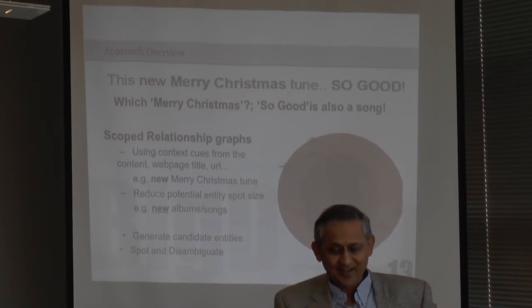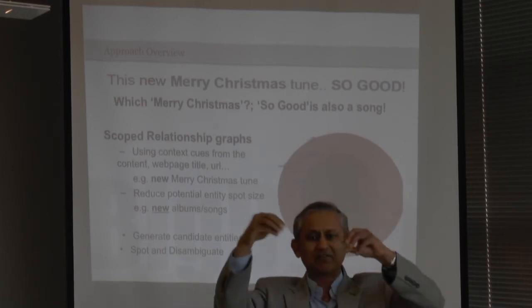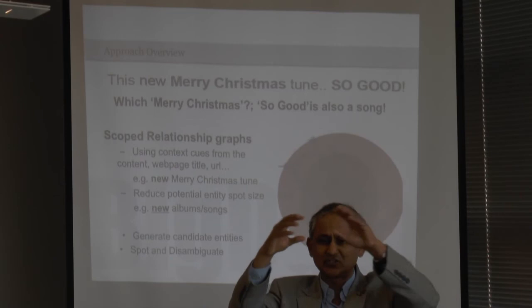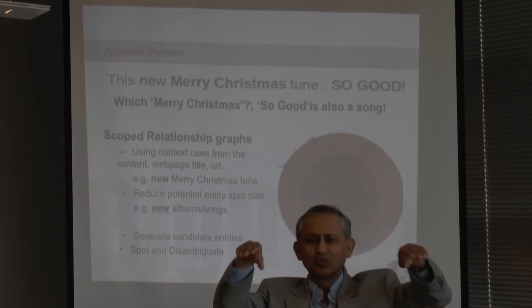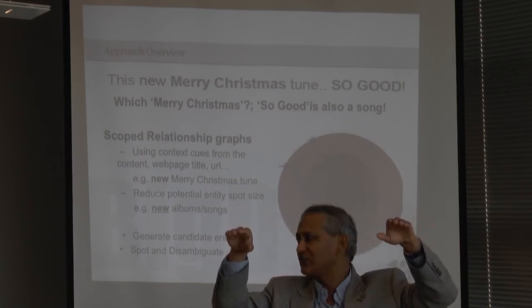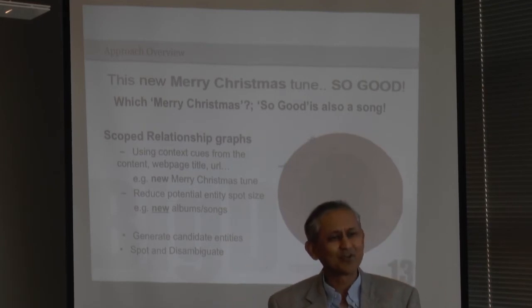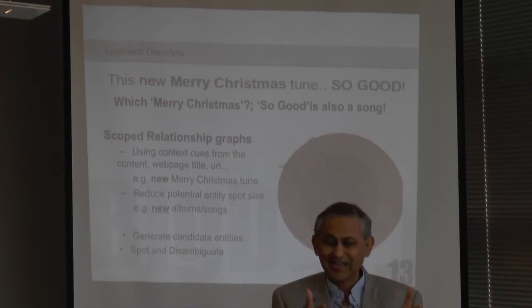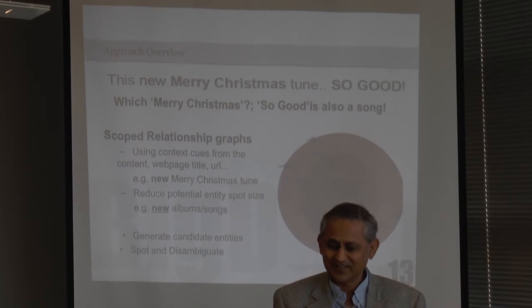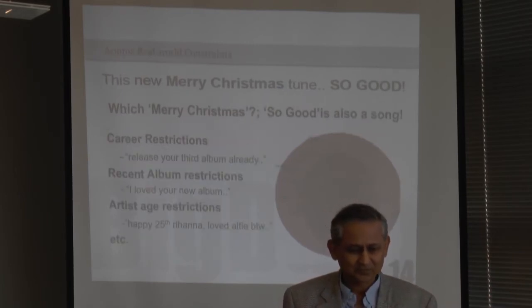And then you are creating basically a graph with connections, and the one that is closest or most connected to the things in your entities that you request in your tweets is the one that you are looking for, right? So this is how we try to come up with the likely candidate Merry Christmas that the user has in mind, right? Not easy at all.